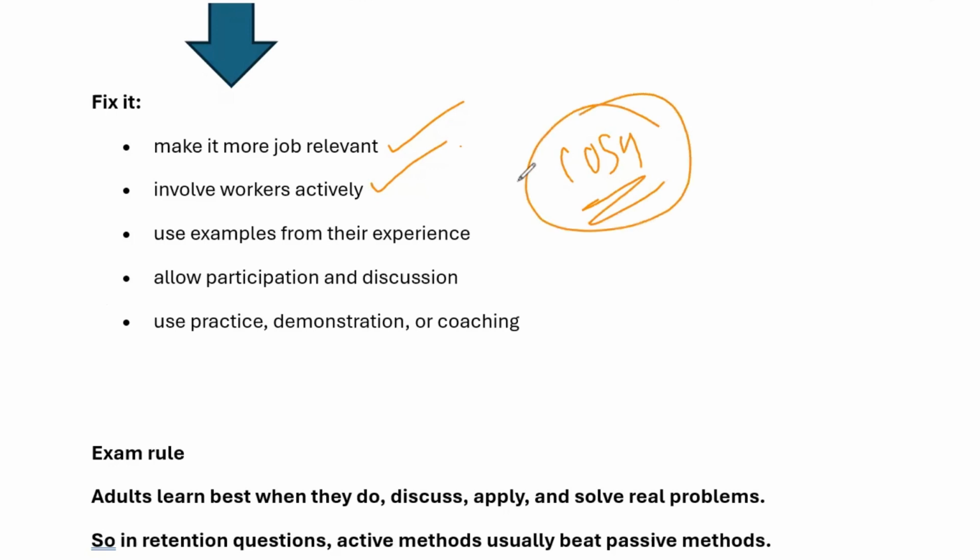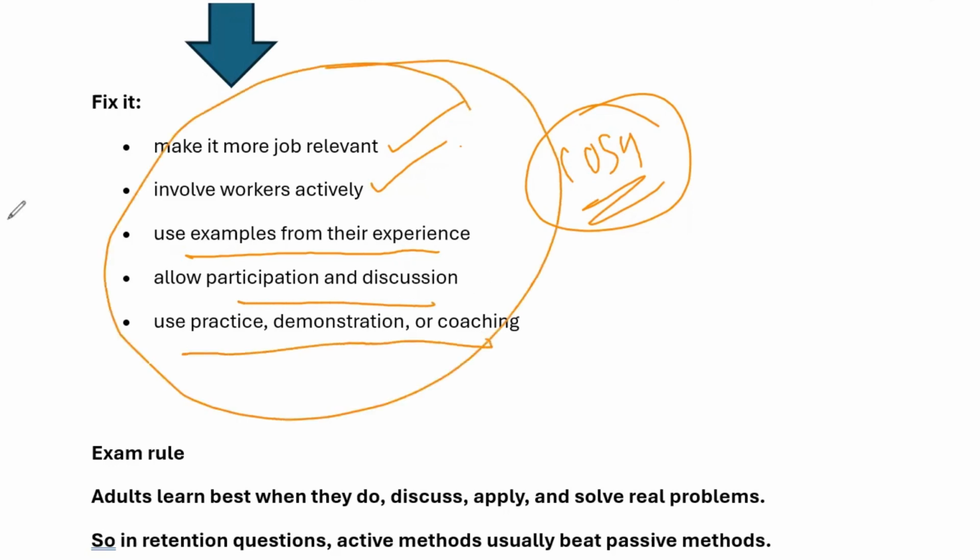You make it interactive, you discuss, you do brainstorming. Brainstorming is one way of making it interactive. You can show them a video and then ask them what things they understood. That is an interactive method. Give them some demonstration. When you are teaching about work at height, show them how the safety harness is worn. That is an interactive method. Use examples from their experience, not from my experience. Allow participation and discussion, very, very important. Use practice, demonstration and coaching. These are the ways in which you can fix the training.